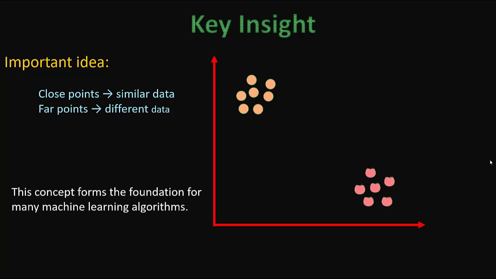So the important idea here is that close points are similar data, and far points are different data. This concept forms the foundation for many machine learning algorithms.